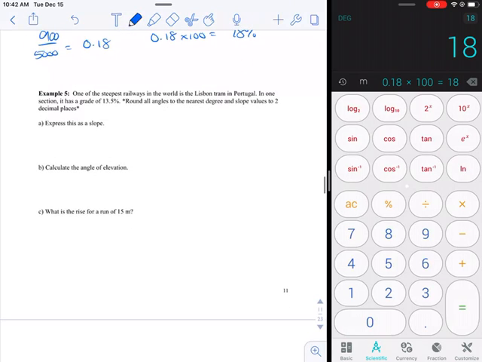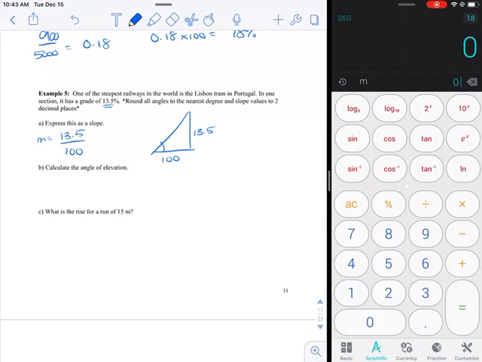One of the steepest railways in the world is the Lisbon Tram in Portugal, and I've actually been on this. It's very steep. In one section it has a grade of 13.5%. Remember, percent means out of 100. So as a slope, it's going to be 13.5 out of 100. So if we were to draw a picture, for every 100 of run, it's going up 13.5.